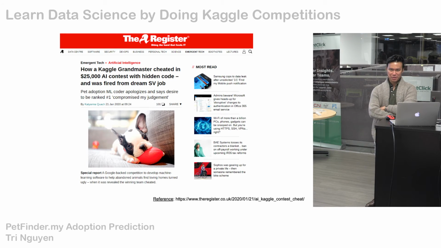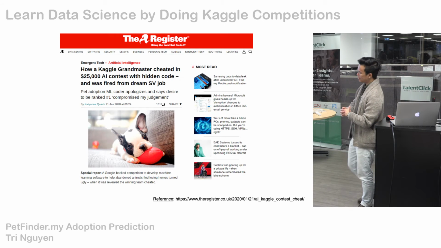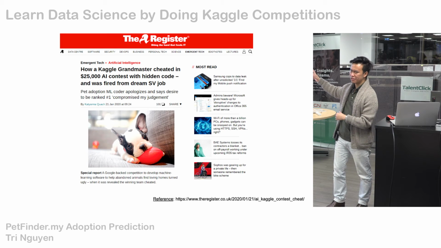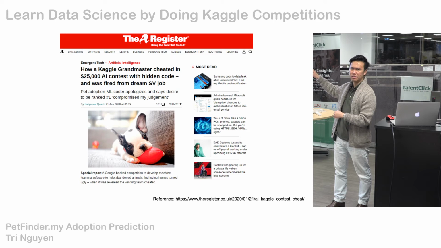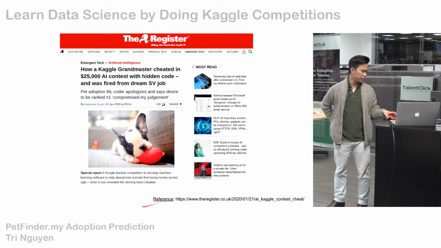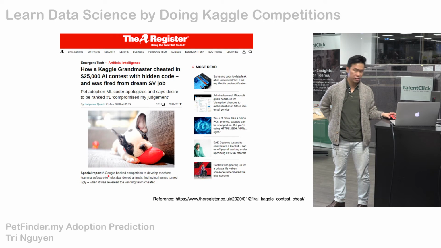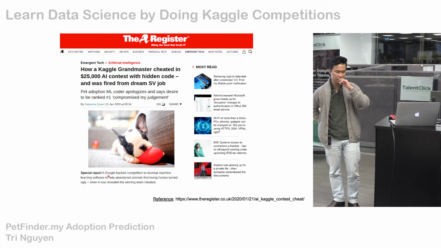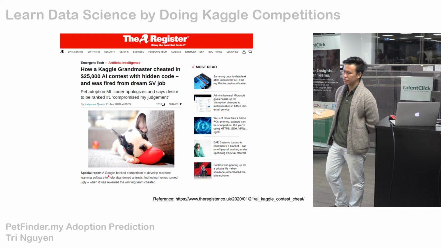Yeah. So in the end, I don't know how it works, but in the end, he had to refund this $25,000. But then this $25,000 didn't go to the second place winner. It's actually donated back to the shelter. Because it's a Google-backed AI competition, so I think the money is from Google.